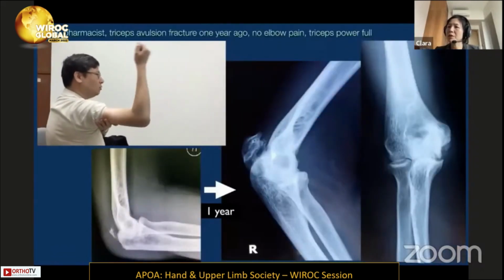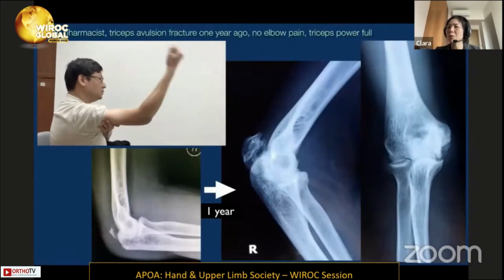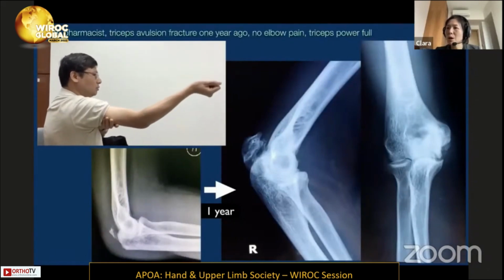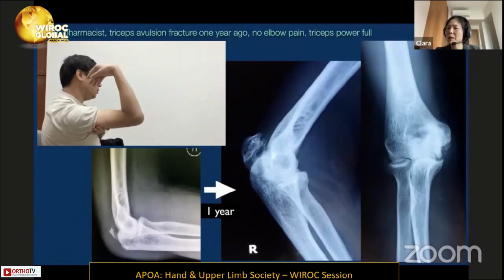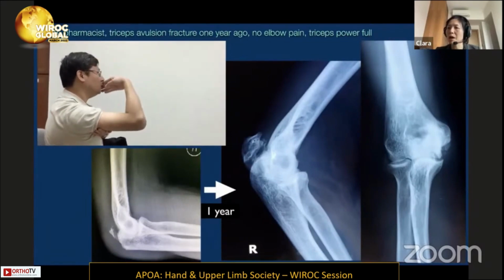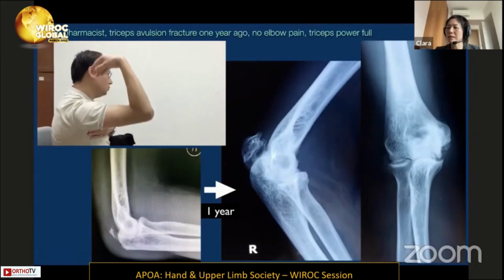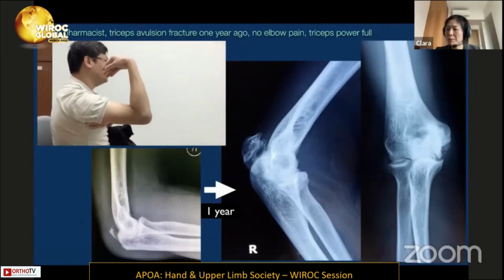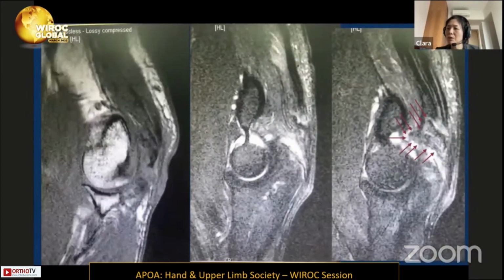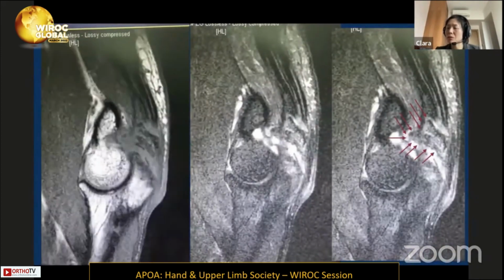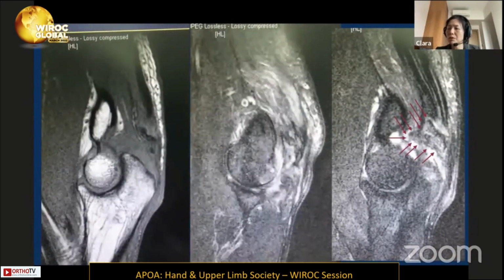This is a 48-year-old man with triceps avulsion fracture 1 year ago. He said he had no elbow pain, the triceps power was good, but he requested a better range of motion. X-ray showed that the triceps avulsed bone had already healed with the olecranon at a distance, but it overgrew as heterotopic bone at the back of the elbow, blocking the extension. MRI is helpful and showed that the heterotopic bone was encased in the triceps tendon and impinging on the posterior elbow.